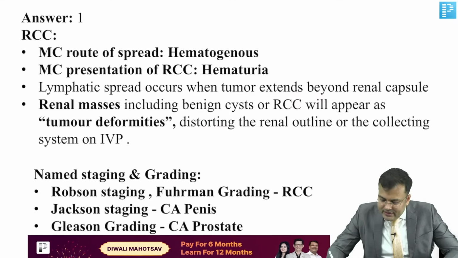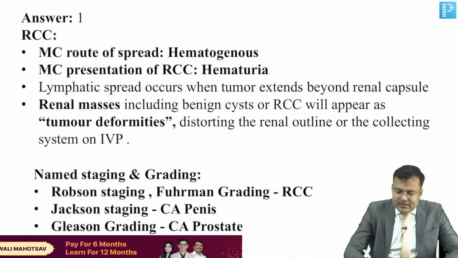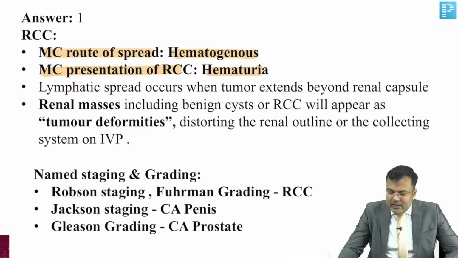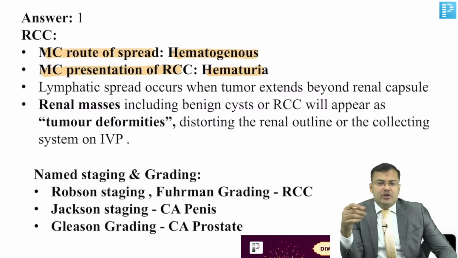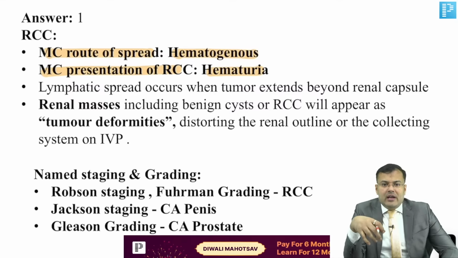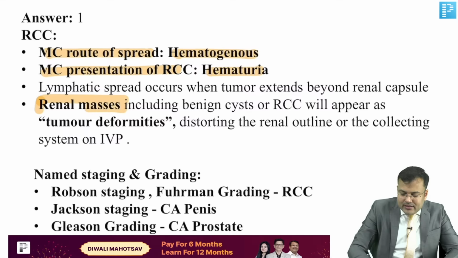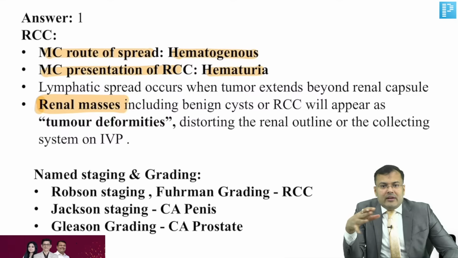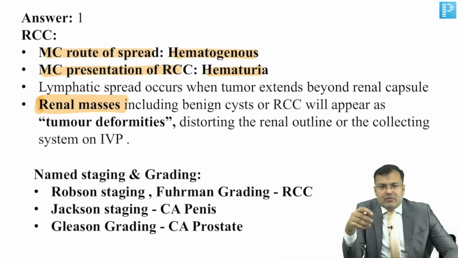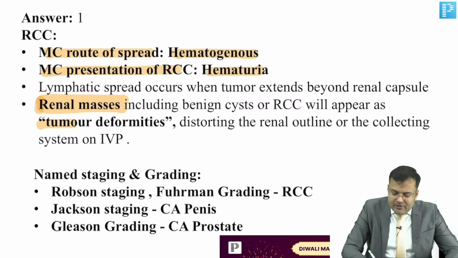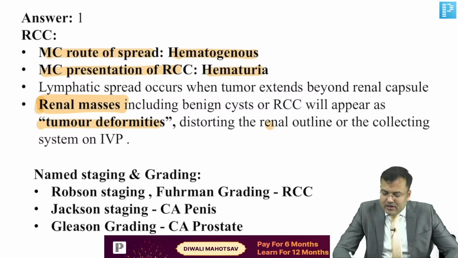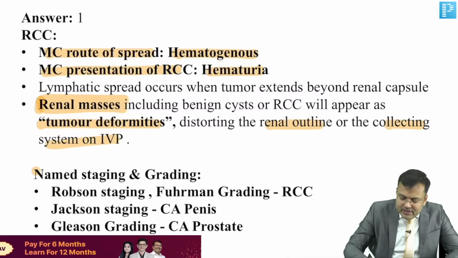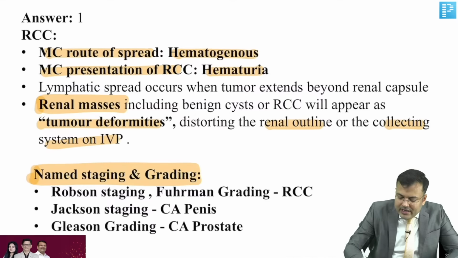So, it is ACD. We discussed what is the most common route of spread? Hematogenous. Most common symptom? Hematuria. Lymphatic spread occurs only when the tumor extends beyond the renal capsule, and the renal mass, RCC, is going to distort the appearance. There are tumor deformities because the renal masses distort the renal outline or collecting system on IVP. Guys, this question is important, you have to remember the name, staging and grading.